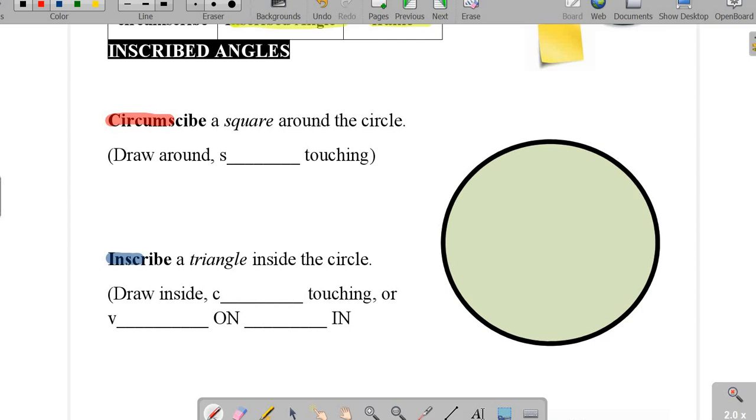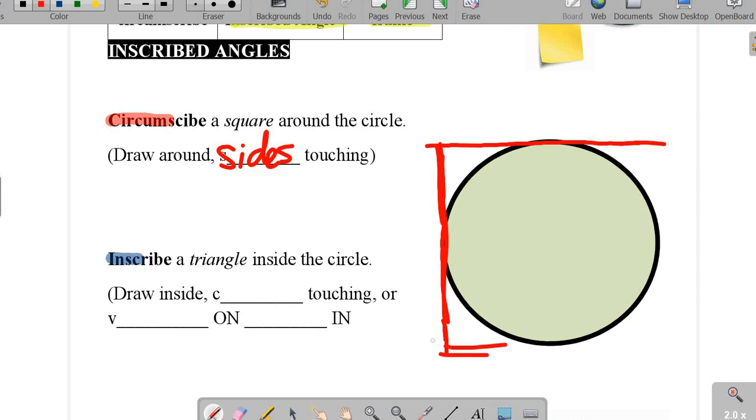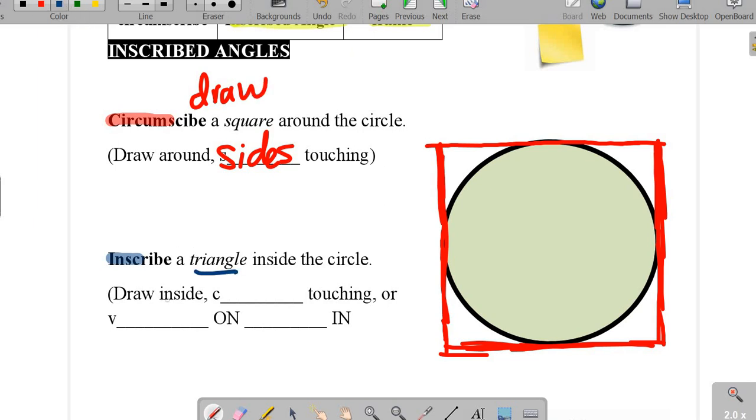So we want to circumscribe a square around the circle. That means draw around with the sides touching. So we're going to sketch a circle, sketch a square touching just the sides from the outside. And that is called a square is circumscribed around the circle. Scribe again means to draw. Inscribe a triangle. And inscribe means to draw inside.